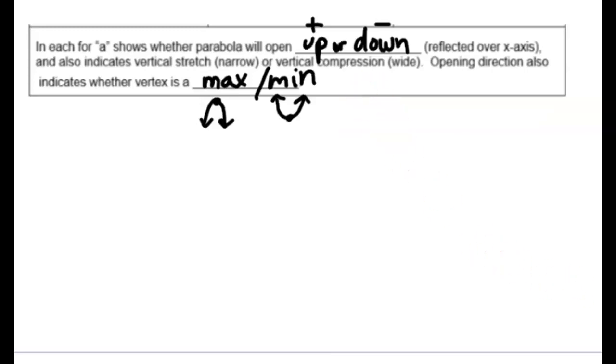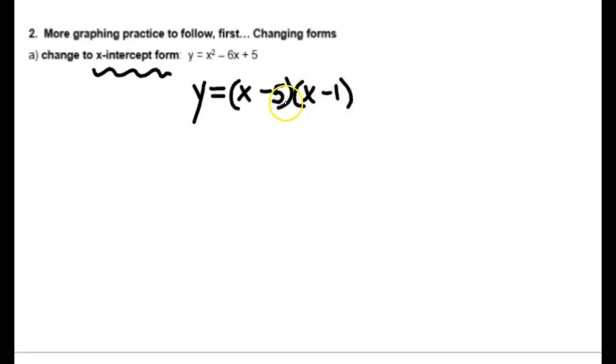All right, we're almost done, then we're going to practice. Number 2 says more graphing, practice to follow, first change forms. Change this to x-intercept form. X-intercept form is also called what? Can you look at the notes right there? What is it? X-intercept form is also called factored form. So if we just factored this, it would factor x minus 5 and x minus 1. Okay, that's it.